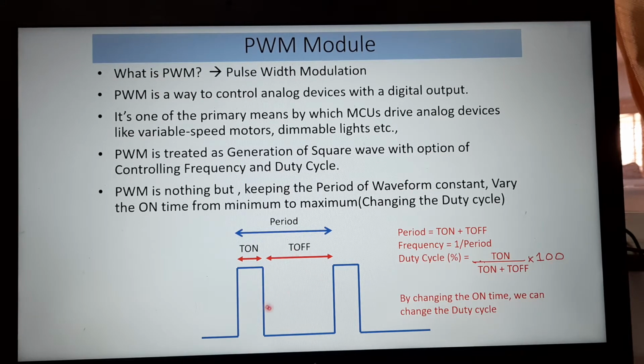Here you can see the period of the waveform remains constant. So I'm going to vary the on time of the waveform up to the maximum period. If I vary the on time, that means if I vary the duty cycle, that is nothing but PWM. So PWM is nothing but keeping the period constant and varying the on time. If you vary the on time, automatically the off time reduces.